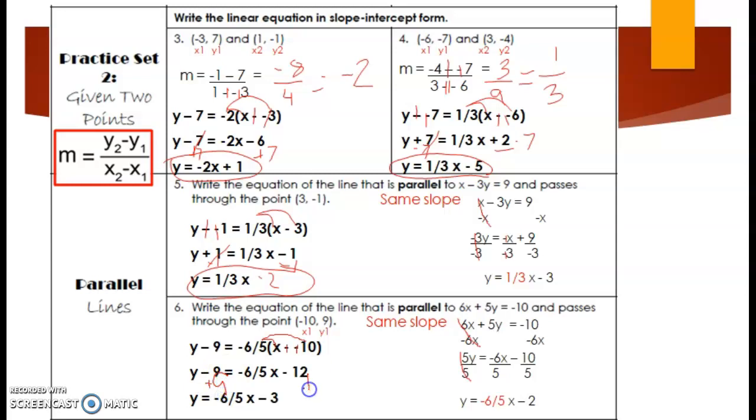So y is by itself. Well, when I add 9, I'm left with negative 6/5 x minus 3. So that is our new equation that is parallel to the original. And I can see that because the slopes, negative 6/5 and negative 6/5, are the same.